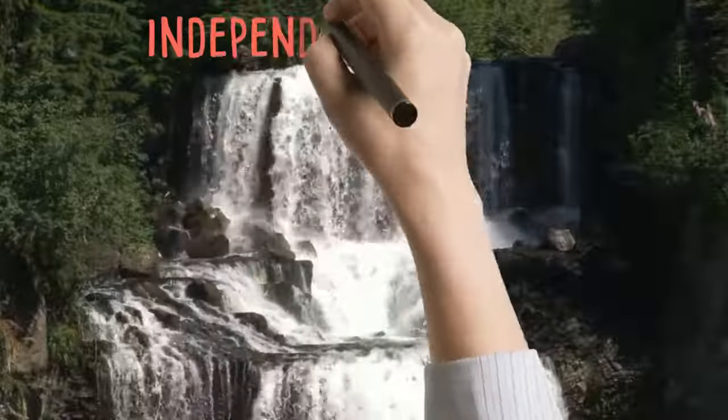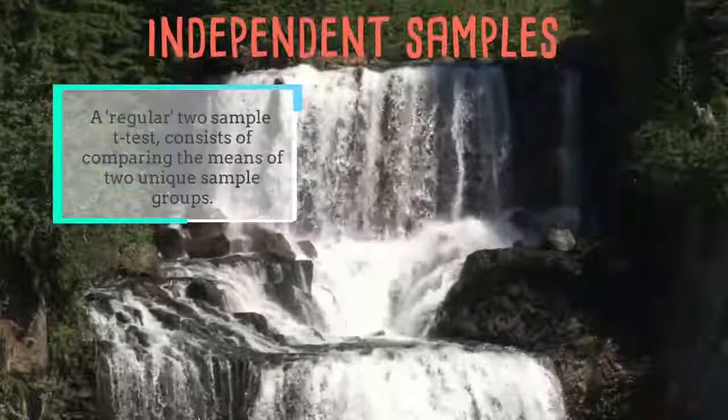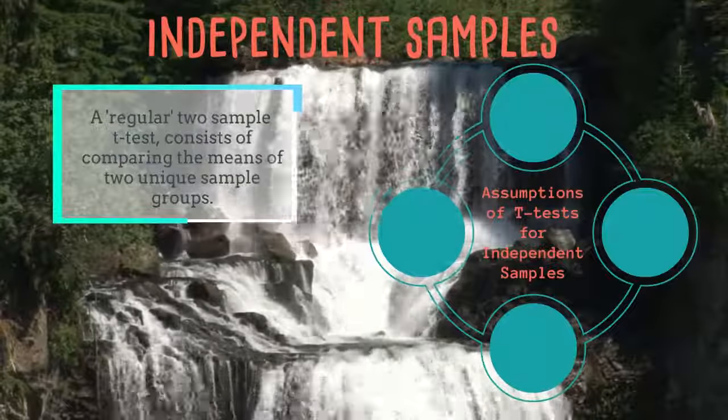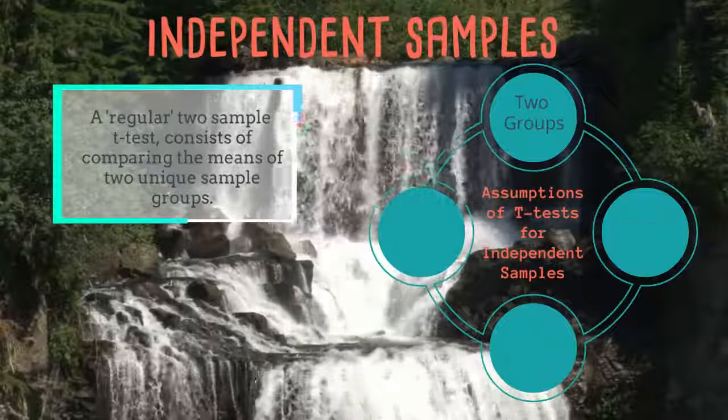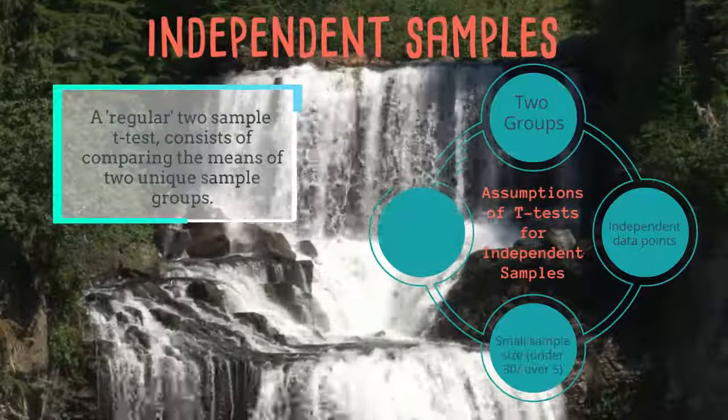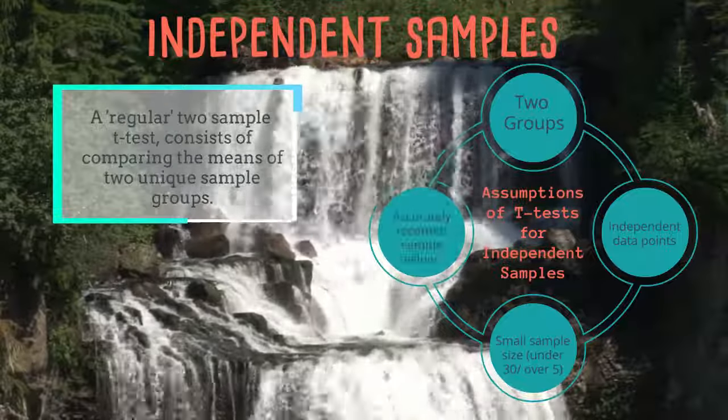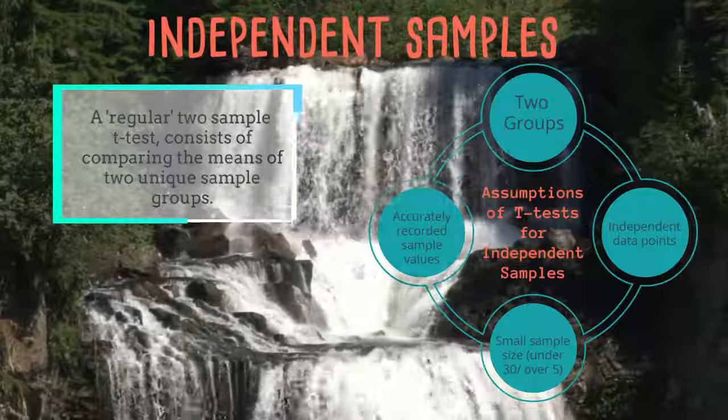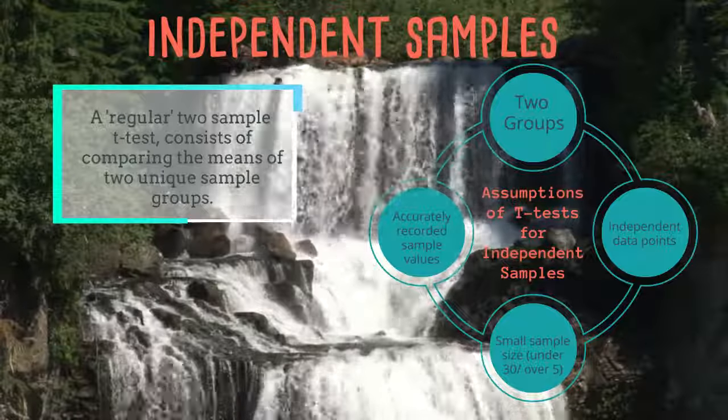The independent samples t-test is a regular two-sample t-test where you're comparing the means for two unique sample groups and has the following assumptions. There are only two groups, all data points are independent, the sample size is small, and the sample values are accurately recorded.